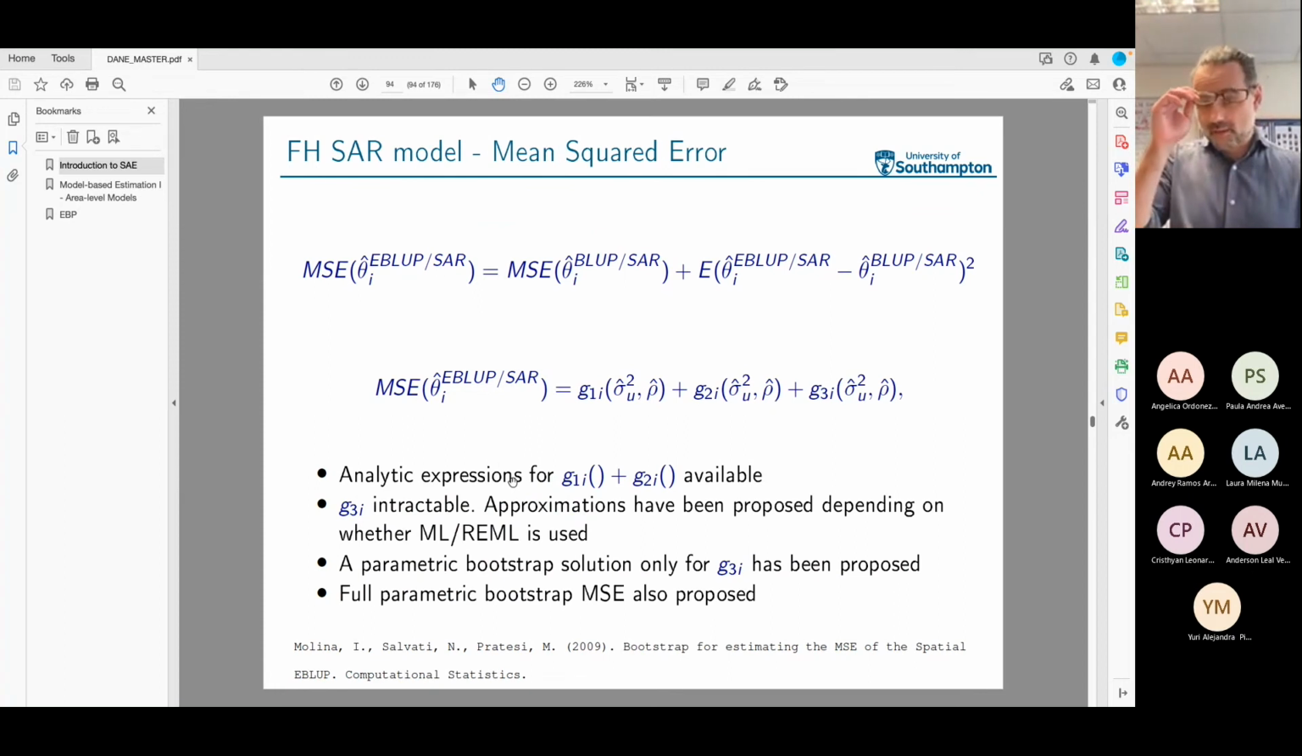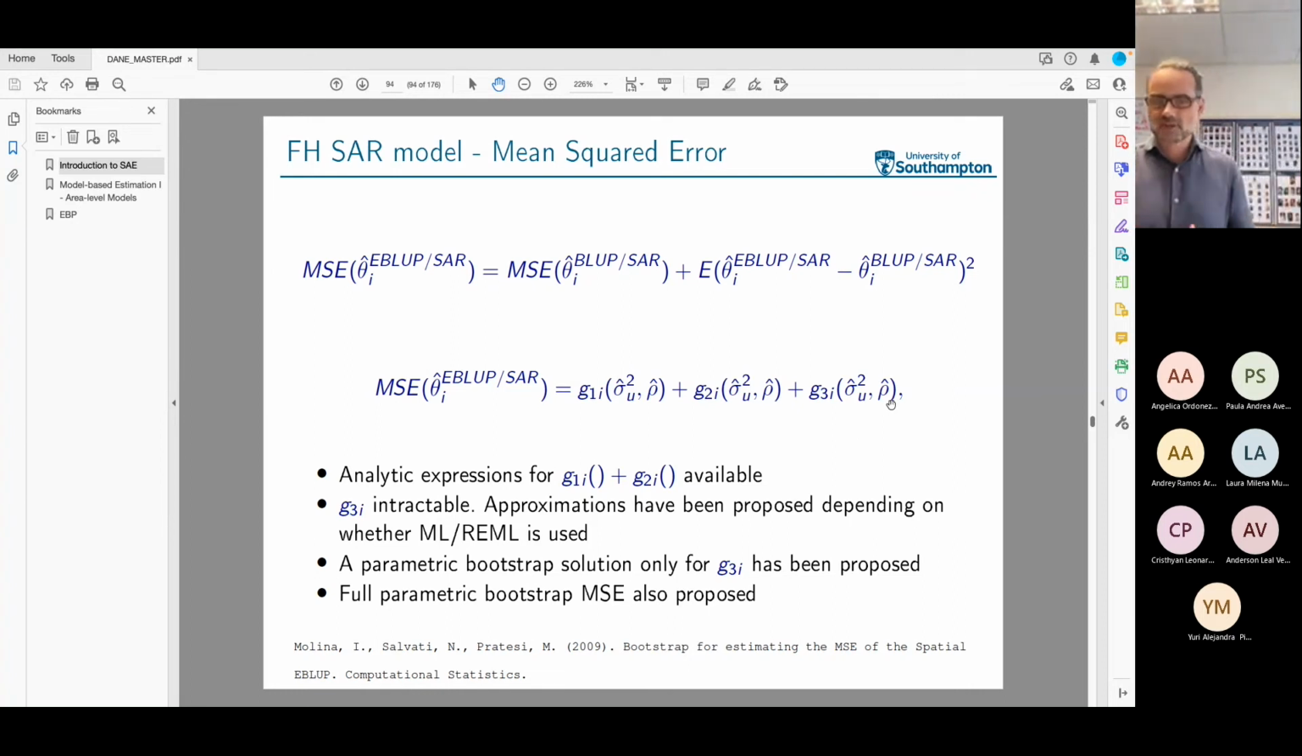As with the standard EBLUP, under the SAR model, the simultaneous autoregressive model, we can specify the mean squared error. The mean squared error is again the mean squared error of the BLUP plus the expected value of the squared difference between the EBLUP under the SAR model minus the BLUP under the SAR model. So basically that's the additional uncertainty that is introduced because of estimating sigma squared u and the parameter rho. And again, you can express that as a sum of three terms, G1, G2, G3. Analytical expressions for the first two terms are available. However, the third term here is intractable.